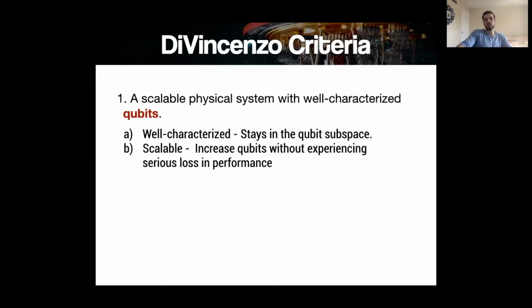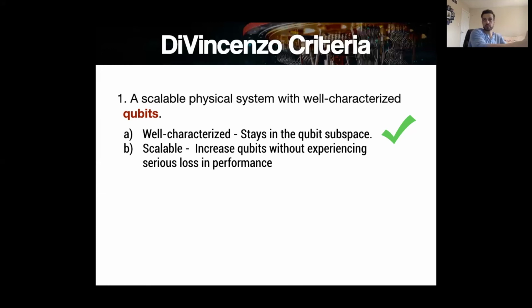Currently, we're pretty good at doing that. Most quantum systems, that's not the problem keeping quantum computing experimentalists up at night. What's keeping them up at night regarding qubits is the second one, scalability. You have to increase the number of qubits without experiencing serious loss in performance. This is the one right now that we're struggling with. Right now there exists, for the most part, a trade-off between adding more qubits and the performance of those qubits.